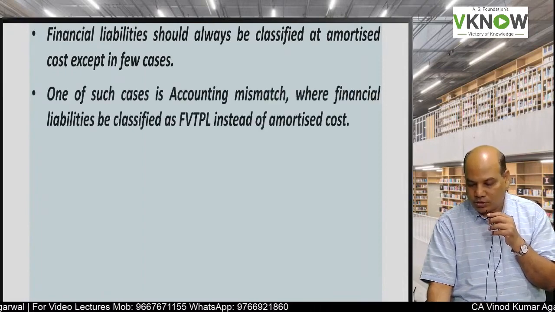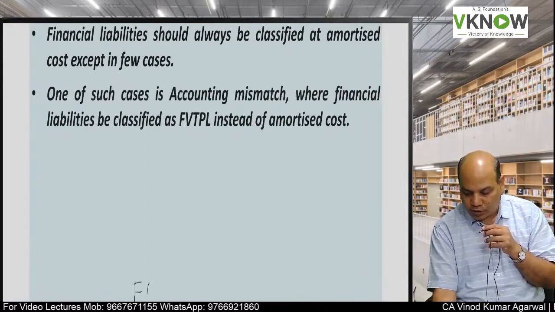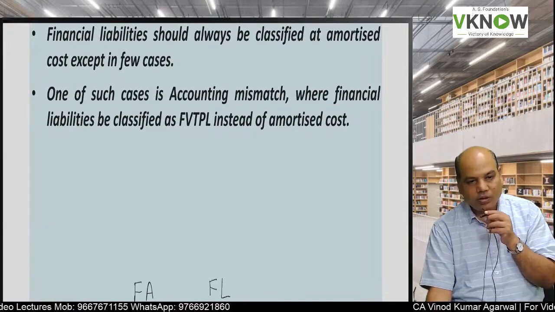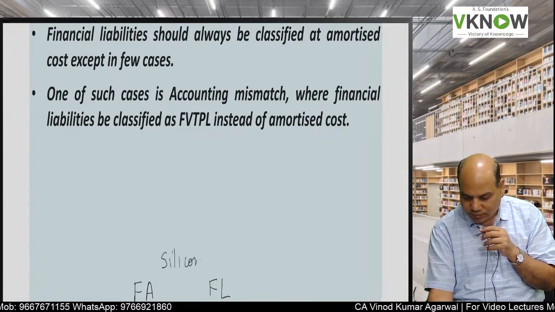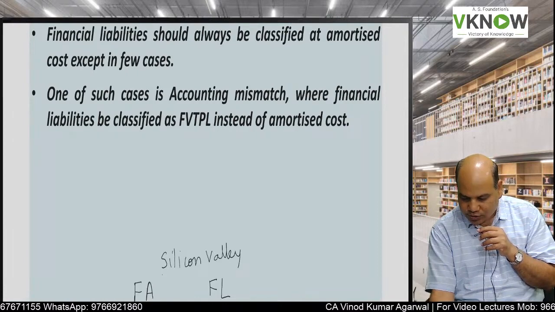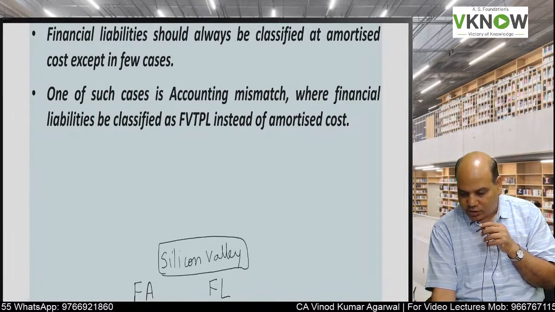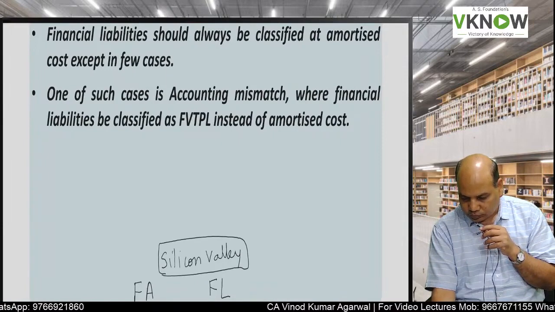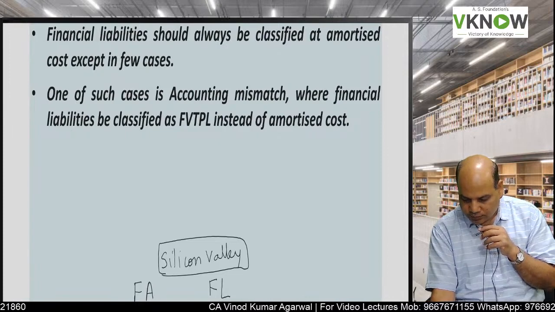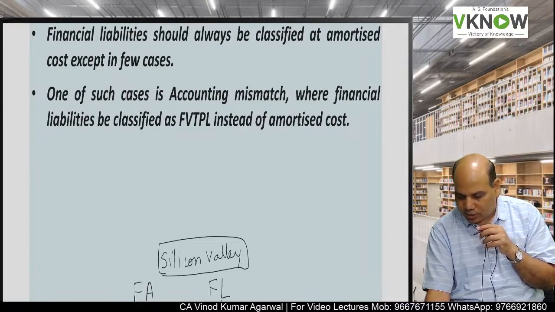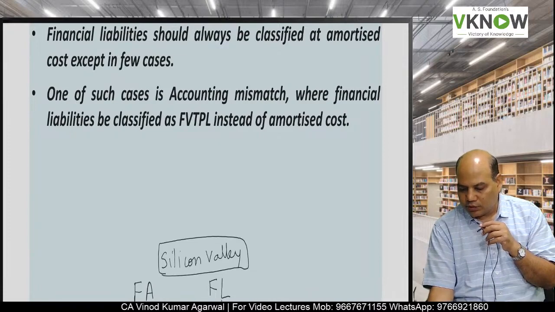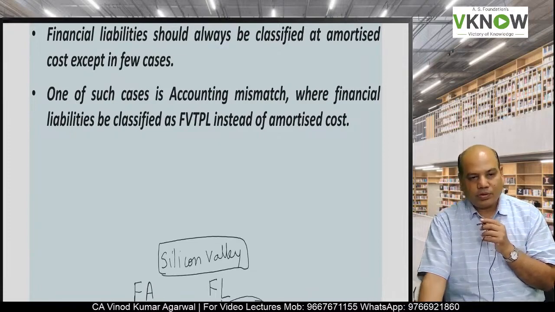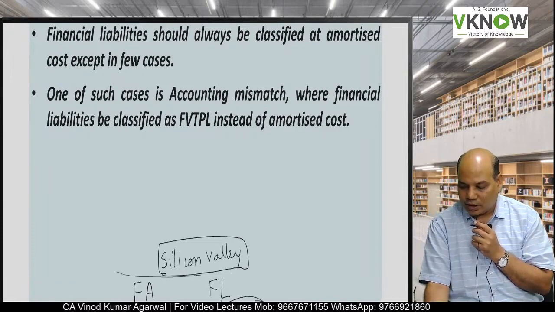Next is accounting mismatch. Accounting mismatch means you have financial asset, you have financial liability. Suppose there is a company called Silicon Valley. It has financial assets which are based on floating rate, and it has financial liability where the interest rate is fixed. So there is an accounting mismatch. There is an asset liability mismatch.